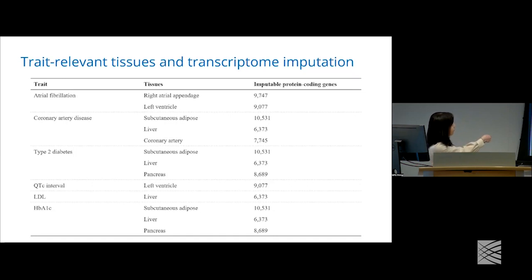In the last column is the number of imputable protein coding genes in each tissue. This number is essentially a function of the sample size in the GTEx training panel. For example, in GTEx, the adipose tissue has a larger sample size, so it has better statistical power and more available prediction models. For liver, because it has a smaller sample size, the number of high quality prediction models is lower.